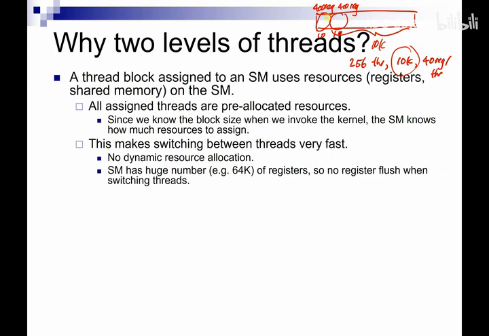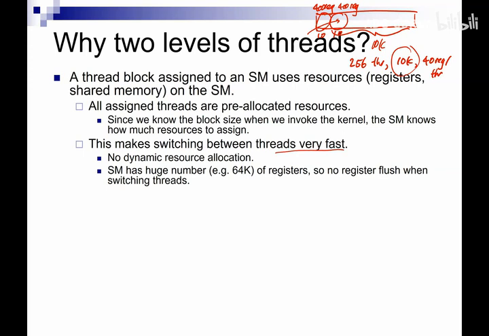Whereas on the GPUs, because we've pre-allocated all these resources, there's basically no cost at all to switching from one set of threads to another, because all you need to do is basically switch a pointer that used to point to this block of registers. You just change this pointer to point over here. So it's very fast. Switching between threads is very fast.